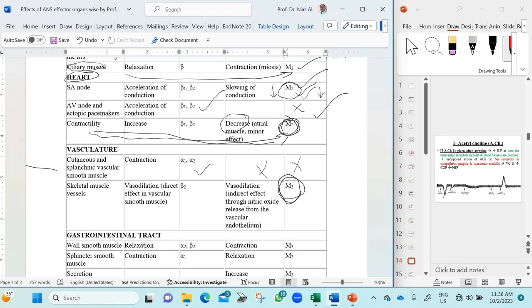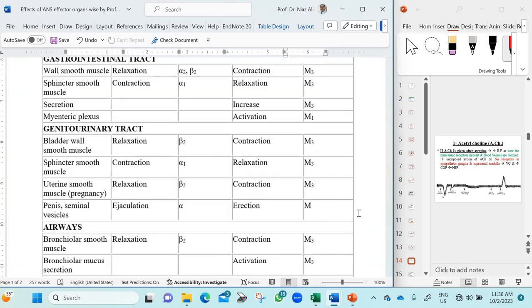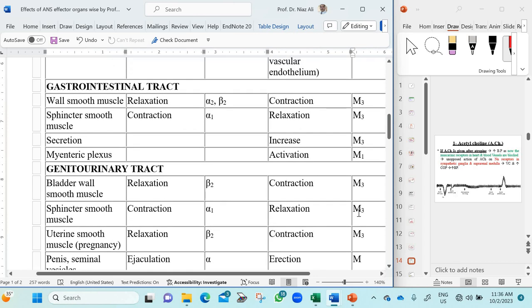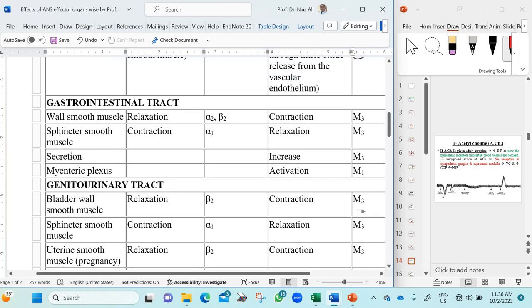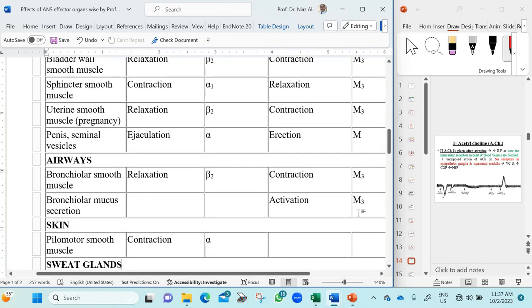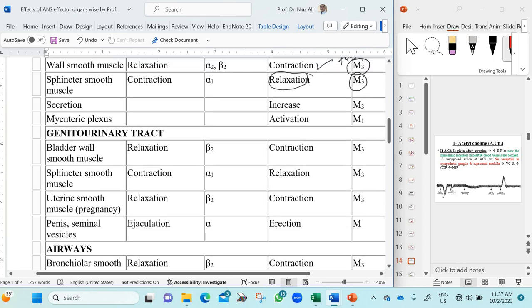Vasculature we discussed in the previous slide. Now going to the GIT, what will be the effect on the gastrointestinal system? Regarding smooth muscles, there will be contraction because M3 receptor is there, acetylcholine will come and attach with this. So contraction will be there, peristalsis will be increased. Sphincter relaxation will be there because of the stimulation of the M3 receptors. And at the same time, the secretion will be increased, secretagogue. So stimulation of the secretory gland will lead to increased lacrimation. And similarly, myenteric plexus activation through the muscarinic type 1, M1 receptor, is also there.